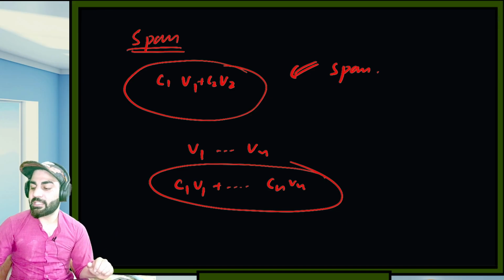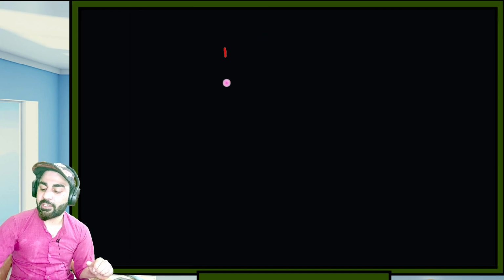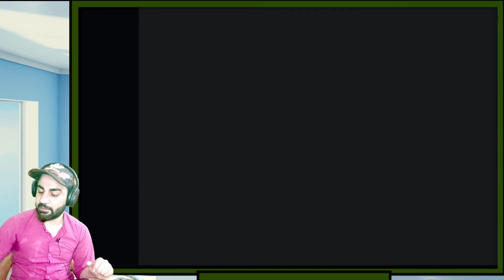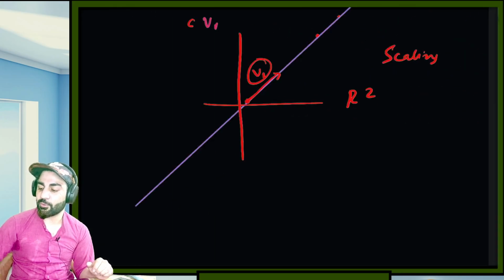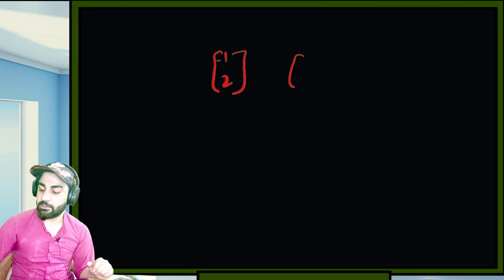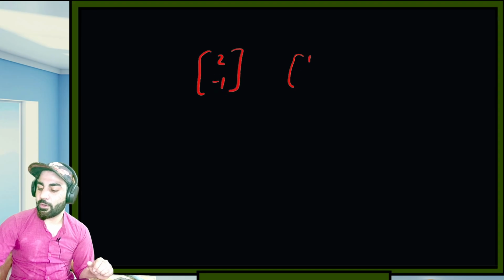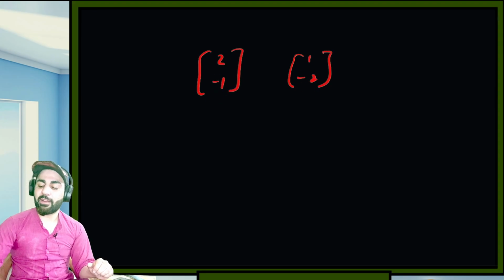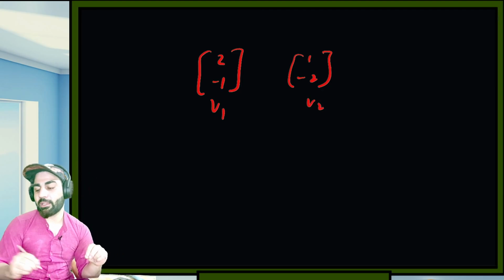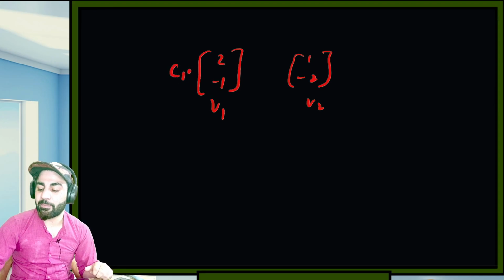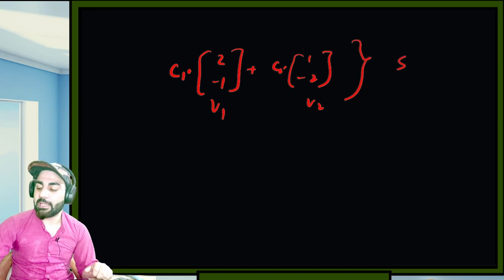And now we'll see the span. Let's suppose we have these vectors. We had the vectors 1, 2, and minus 1, 2, and I think I just lost track. So here we have 2, minus 1 and 1, minus 2, something like this. So these are my vectors v1 and v2. What vectors are reachable from here? I can say c1 multiplied by this plus c2 multiplied by this. All the vectors that are reachable from here, I'll call the span.